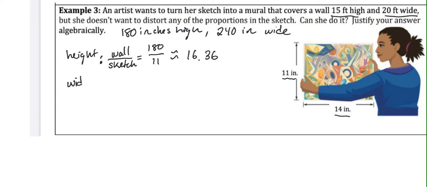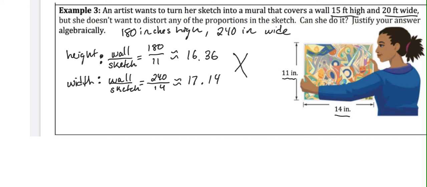Now the width, right? We should get the same thing. It should be about 16.36 if they are proportional. If not, then the proportions cannot stay the same. So again, wall over sketch. The wall was 240, the sketch is 14. And if we do 240 divided by 14, we should get approximately 17.14. Now they are not equal, therefore they are not proportionate. Therefore, no, right? She cannot do this.